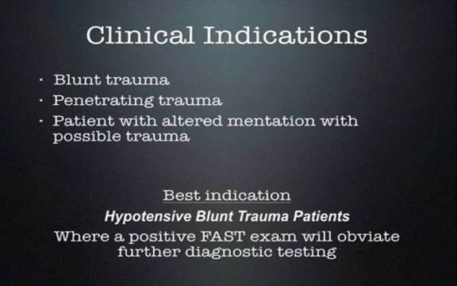The clinical indications for the FAST exam are blunt trauma, penetrating trauma, and possibly the patient with altered mental status that you think may have had some trauma. But the best indication for this exam is the blunt hypotensive trauma patient. Here, if you find intra-abdominal bleeding in a trauma patient after blunt trauma and they're hypotensive, they don't need any other further testing. They can go straight to the laparotomy. Therefore, you have bypassed CT and you have sped their diagnosis and you've gotten them quicker to surgery. Therefore, you should have a better outcome.